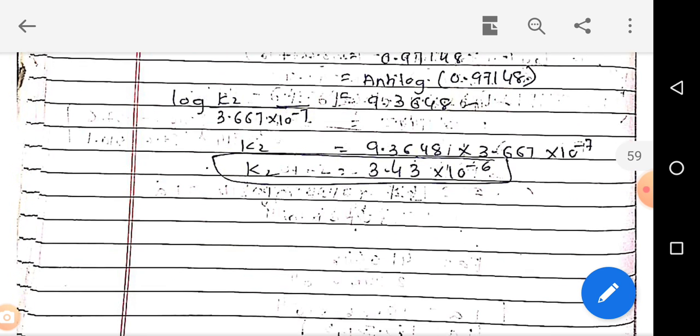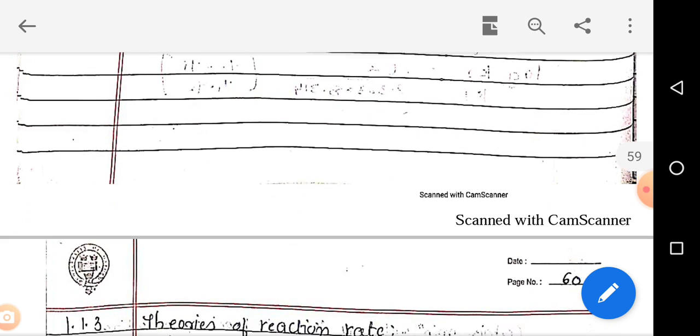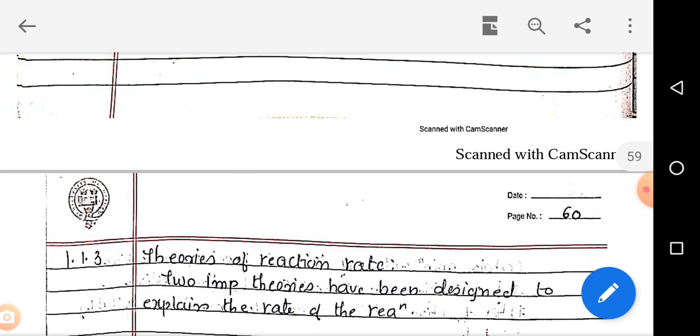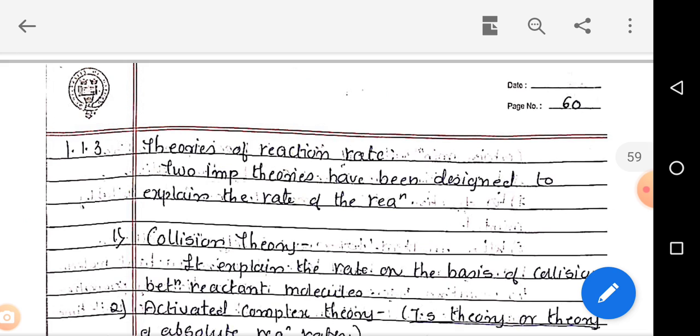So this is all about the numerical problems asked on these topics. In the next part we will study the theories of reaction rates.